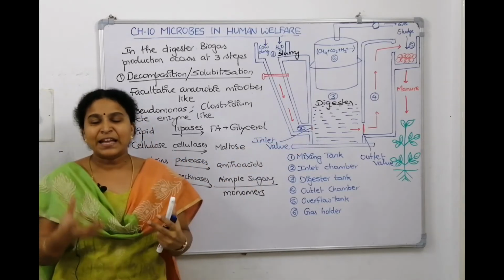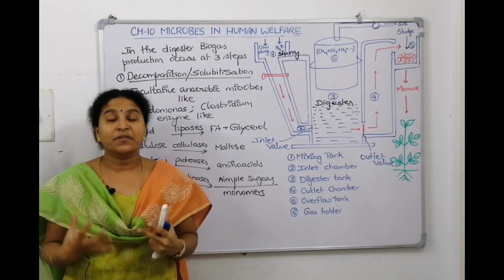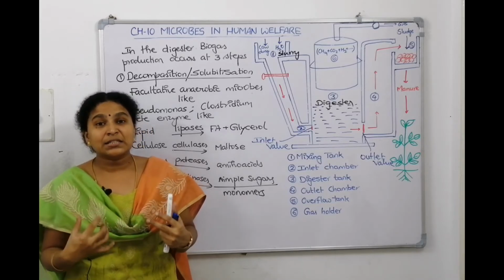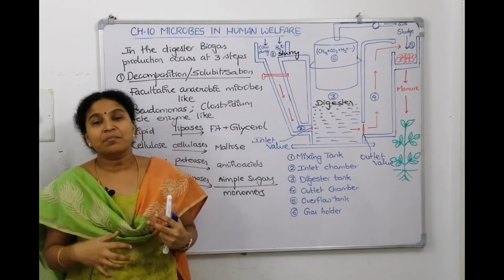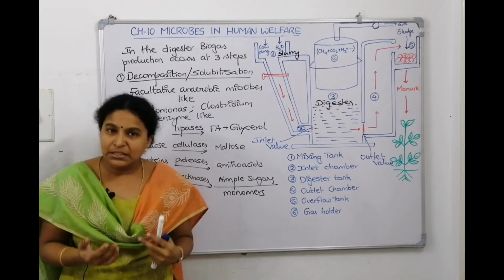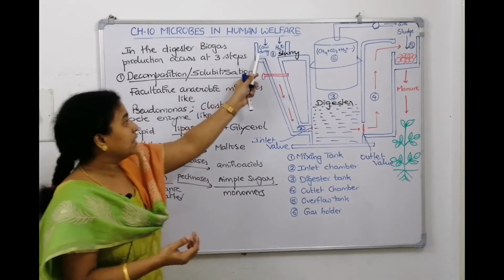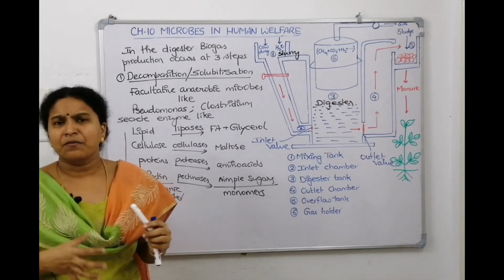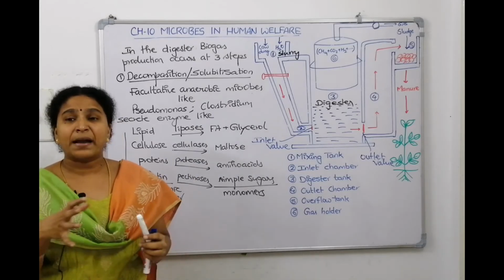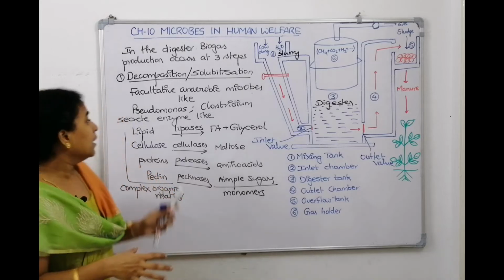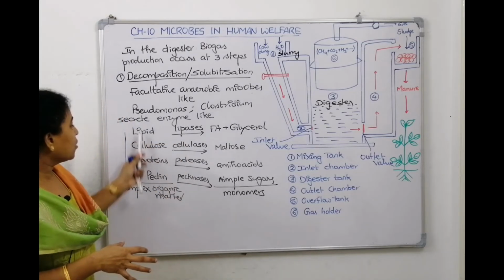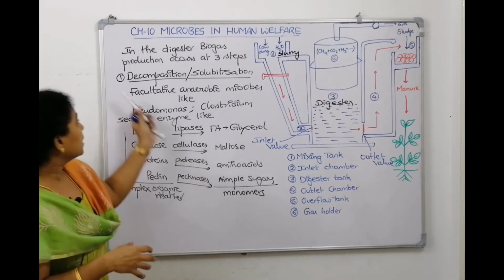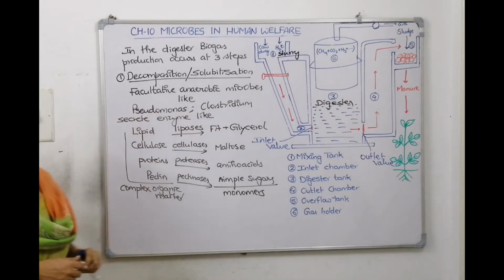Even when we take food, what we take is starch and protein, and our digestive enzymes act and convert them into simple sugars. In the same manner, whenever you give a raw material here, the bacteria present in the cow dung itself, we don't add any inoculum, secrete enzymes to break the complex forms into simpler forms. This is the first step. Take a screenshot. We'll go to the second step.